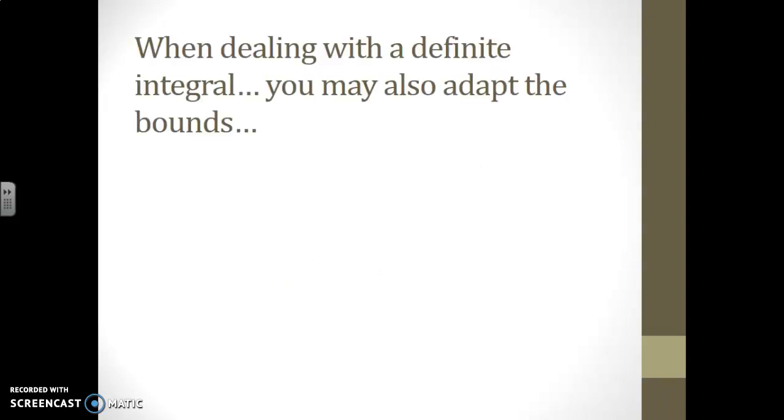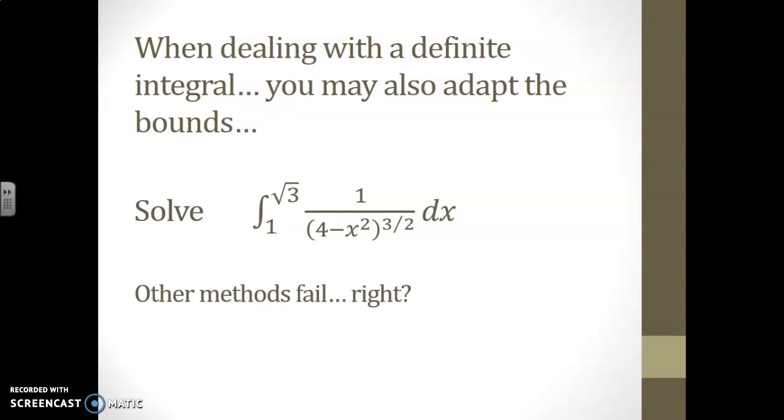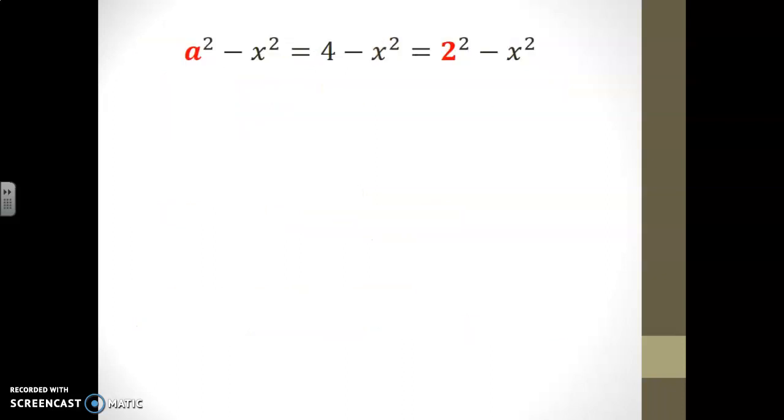If you are dealing with a definite integral, as usual, you may also adapt the bounds along the way. For instance, here's a scenario that involves an a squared minus x squared form. A substitution would fail, so would integration by parts or any algebraic method, and 4 minus x squared fits the forms we are describing here in case 1. So, let's associate 4 minus x squared to a squared minus x squared and let a be 2.